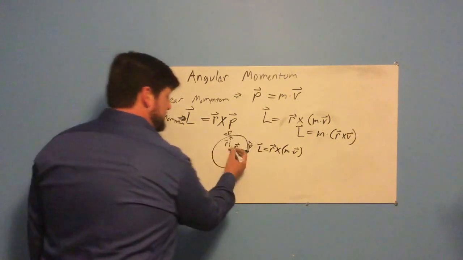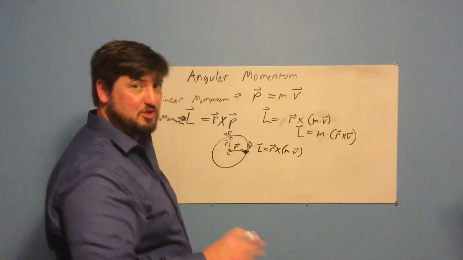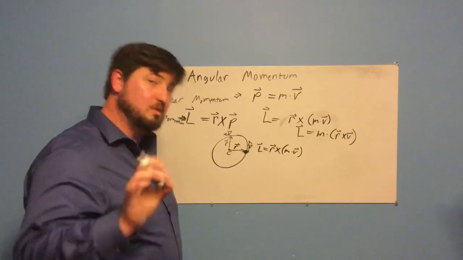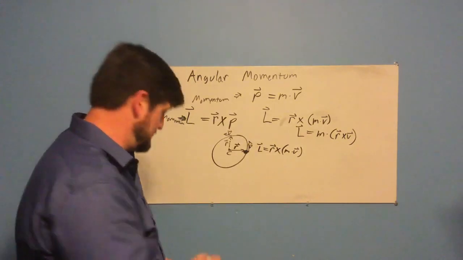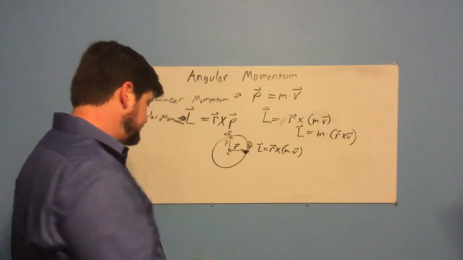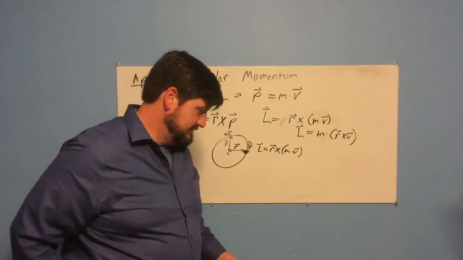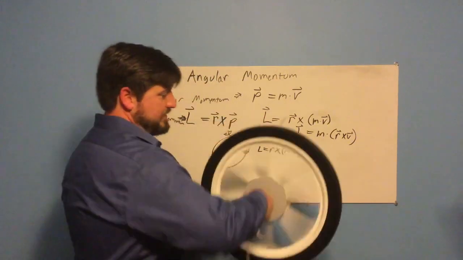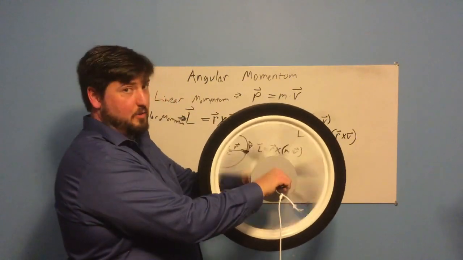If you're at the center of things, at the center of rotation, your angular momentum is absolutely conserved, but only if you're at the center of rotation. So if you're sitting at the center of this wheel, and the wheel is turning around you, angular momentum is conserved.